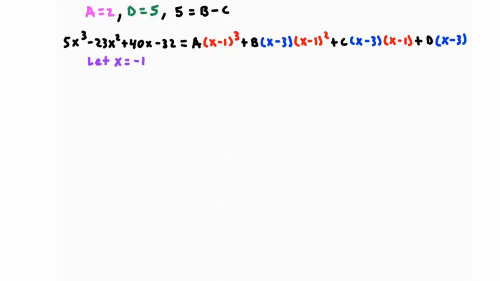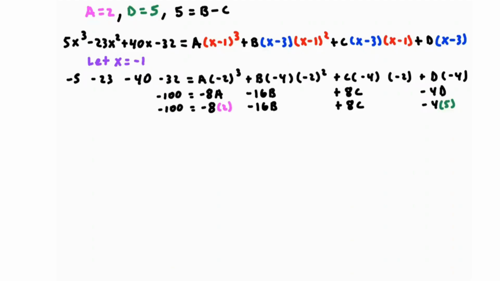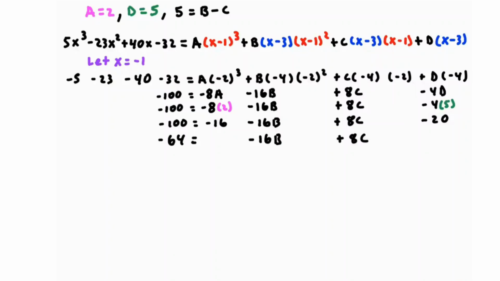Alright, we'll substitute x equals negative 1 in, and then we're going to simplify. Once we simplify, we get negative 100 is equal to negative 8a minus 16b plus 8c minus 4d. We'll substitute in the a and d that we found already. So a was 2 and d was 5. Simplify this, we get negative 100 is equal to negative 16 minus 16b plus 8c minus 20. Then we'll add 16 and 20 on both sides, and we get negative 64 is equal to negative 16b plus 8c. Since everything is divisible by 8, let's divide by 8 to make the numbers smaller, and we get negative 8 is equal to negative 2b plus c.